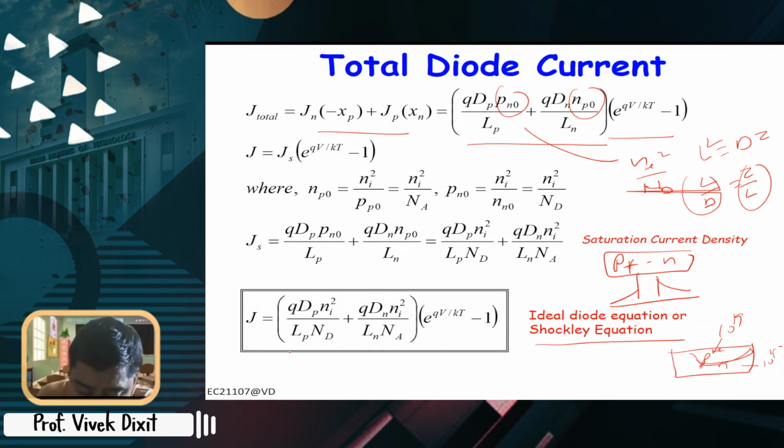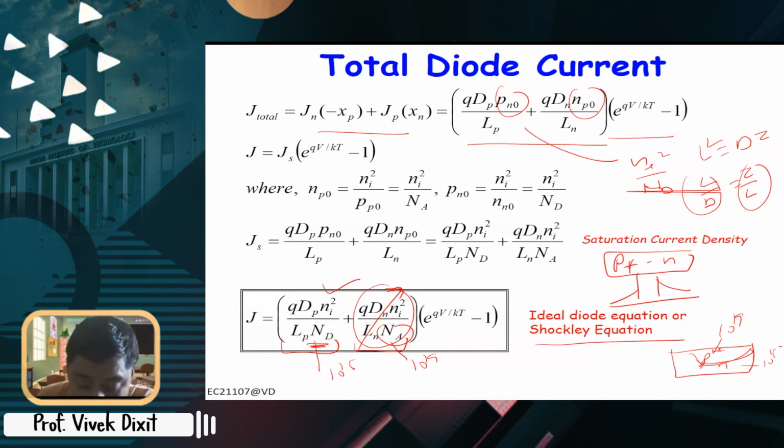Now out of these two components, which will be higher? Na is much higher, so this other term is much smaller and this will dominate, right? Let's say Na is 10 raised to power 19 and Nd is 10 raised to power 15. So you can ignore the other current because the rest of the things are almost similar. So the current will depend on the holes that are injected into the n side.